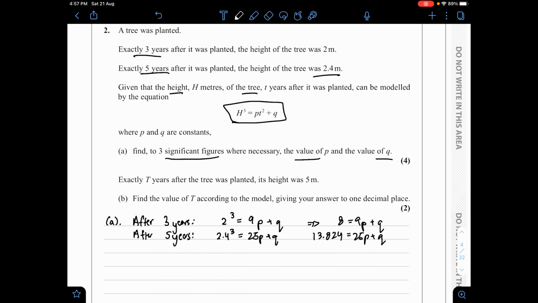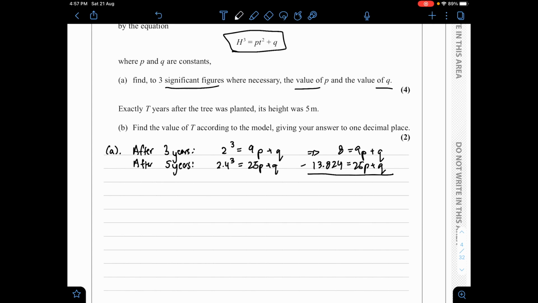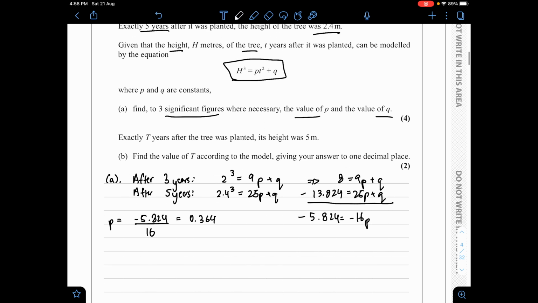Right, so we have our 2 equations and we can just subtract them. So 9 minus 25 is 16, negative 16p, and 8 minus 13.824 is minus 5.824. So what's p? P is equal to minus 5.824 over 16. So we get 0.364, and that is to 3 sig fig.